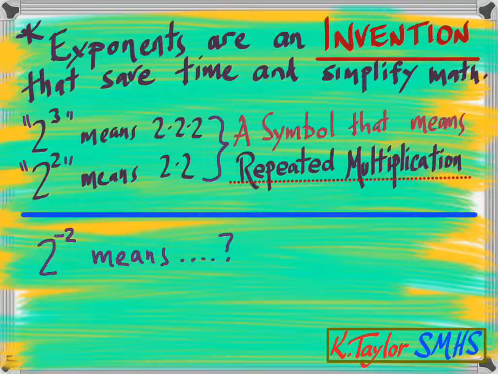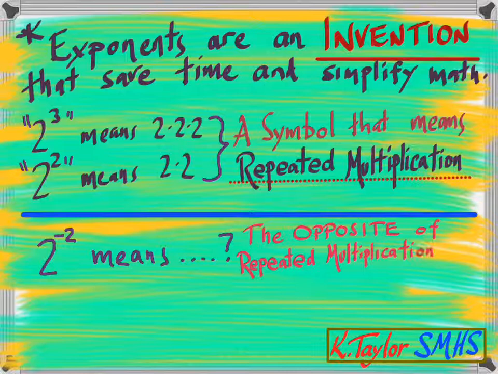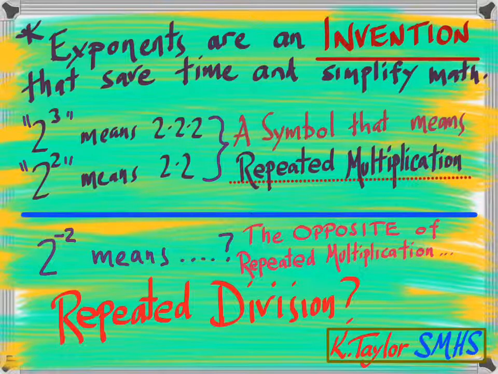The question of what it means, well, let's think about a negative exponent versus a positive exponent. Negatives are the opposite of positives. So perhaps we could think of a negative exponent as meaning the opposite of repeated multiplication. What do you think about that? Well, what would be the opposite of repeated multiplication? Well, repeated division? Is that what a negative exponent means? And my answer is, actually, it is. It does kind of mean repeated division, but with a little bit of a twist.